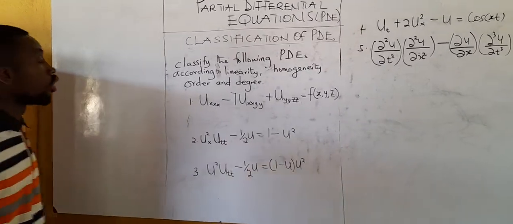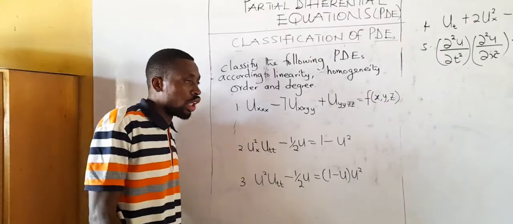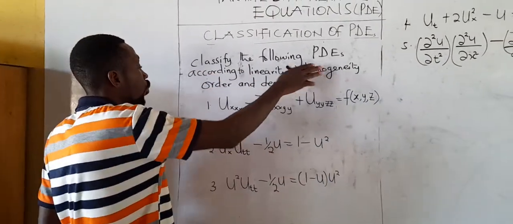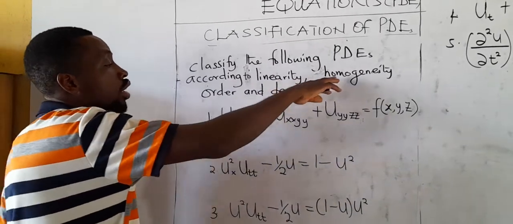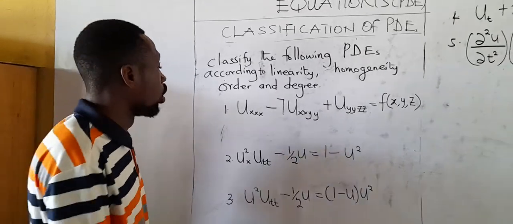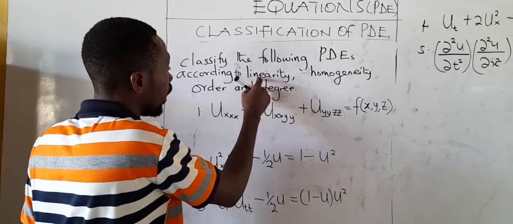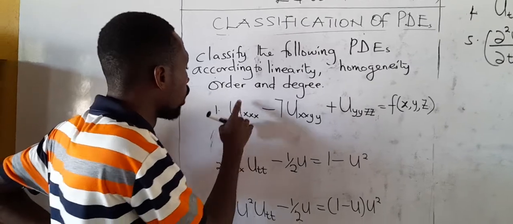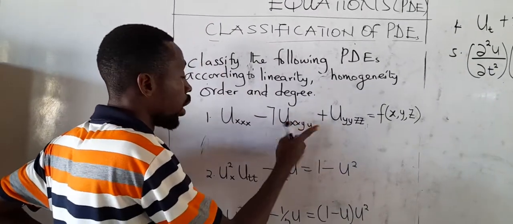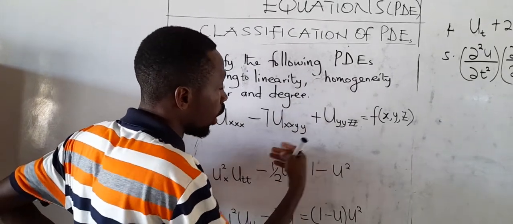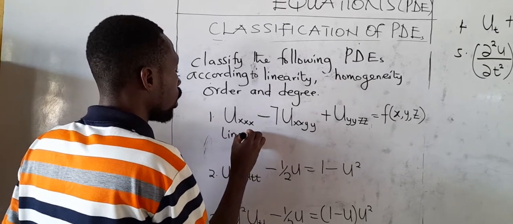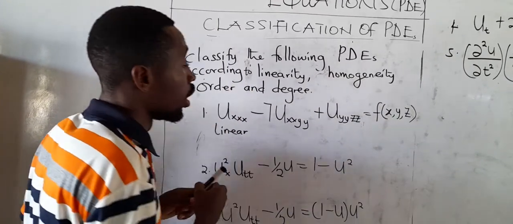Okay, so we have a question to wrap up everything we have learned about classification. Classify the following partial differential equations according to linearity, homogeneity, order, and degree. Let's check the linearity first. Is it linear? There is a partial derivative here, and the degree is 1. There is no product between a dependent variable and any partial derivative, and there is no transcendental function. So it is fully linear. Now let's check the homogeneity.